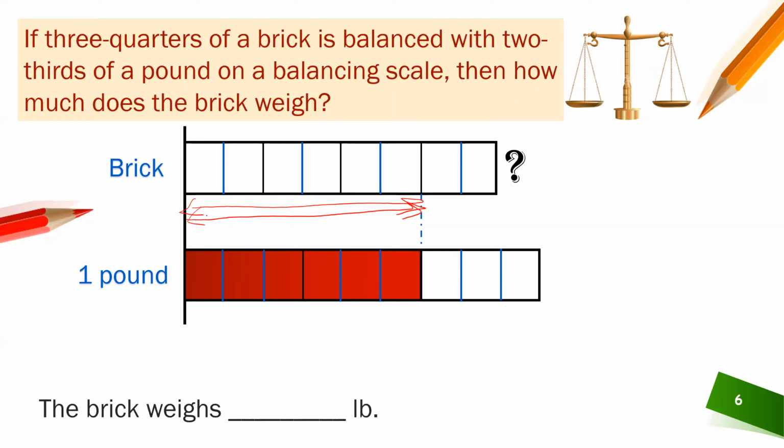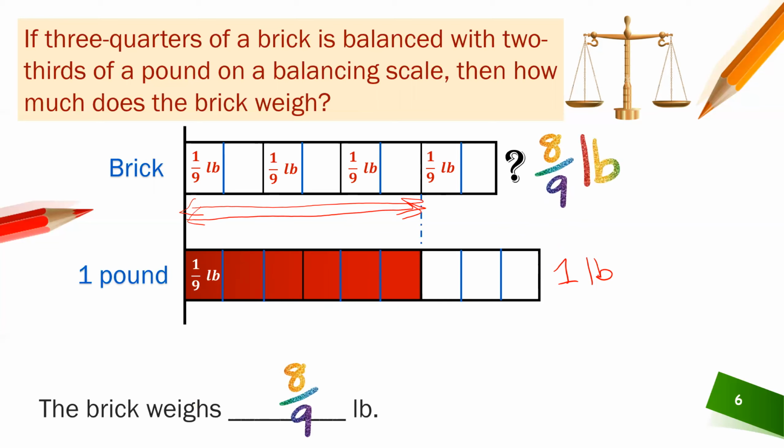Now from the fact that this is 1 pound, we know that each one of these will be 1/9 of a pound. So if we go up and say, oh, hey, you are the same size, so you must be 1/9 of a pound. Each one of those is 1/9 of a pound. Altogether, you have 8/9 of a pound. That's how heavy the brick is.